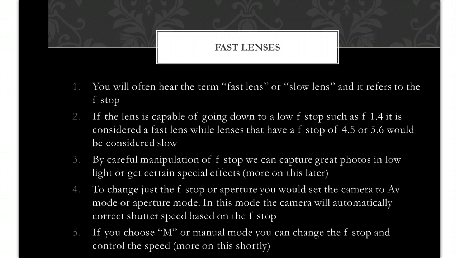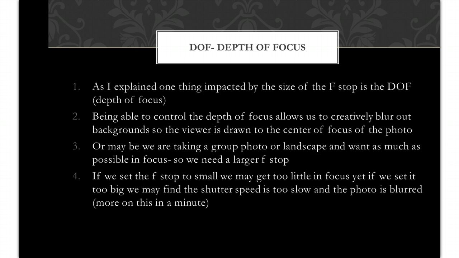If we change the f-stop in AV mode, the camera will automatically change the shutter speed to correct for that. So be aware of that. That's why when we're using flash, I will use the M mode so that I can control the f-stop and control the speed, and I'll explain that more later.